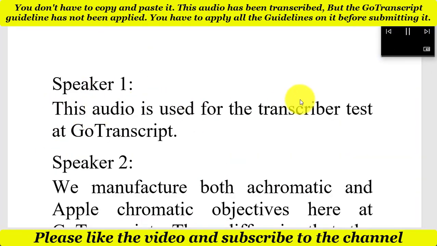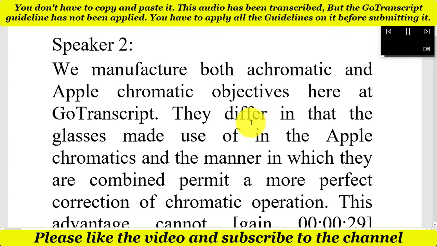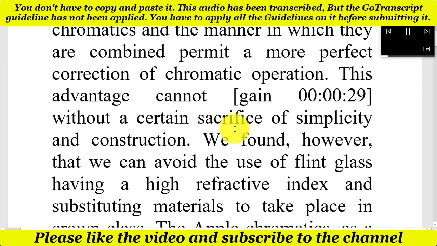This audio is used for the transcriber test at GoTranscript. We manufacture both achromatic and apochromatic objectives here at GoTranscript. They differ in that the glasses made use of in the apochromatics and the manner in which they are combined permit a more perfect correction of chromatic aberration. This advantage is not gained without a certain sacrifice of simplicity in construction. We found, however, that we can avoid the use of flint glass having a high refractive index and substituting materials to take place of crown glass.